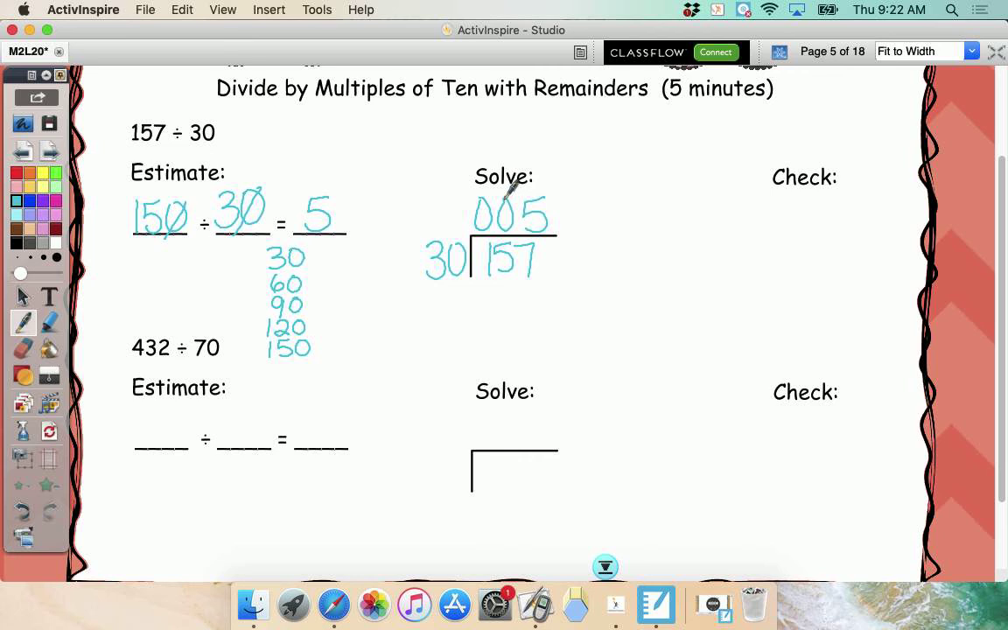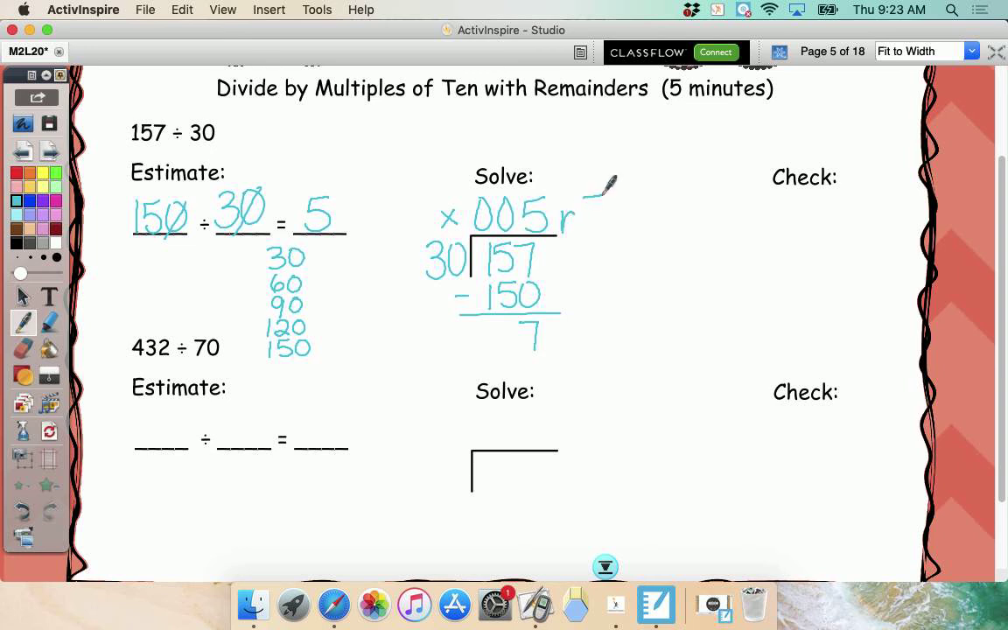Okay? After I divide, what do I do? Multiply. What do I multiply? 5 times 30. Don't we already know what it is? Okay, so that's the nice thing about skip counting. After I multiply, what do I do? Subtract. After I subtract, what do I do? Okay, what do I check? Is 7 less than 30?